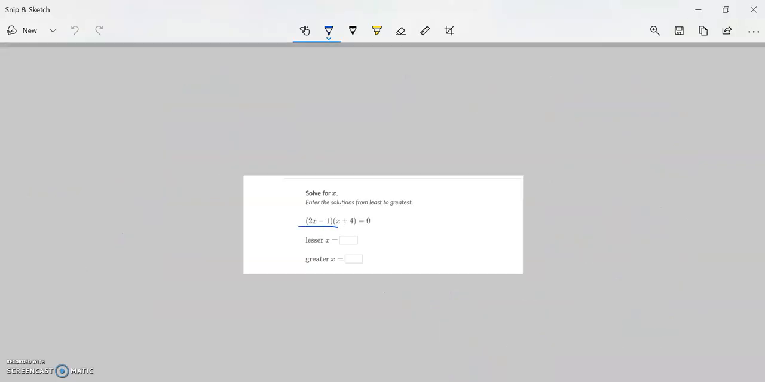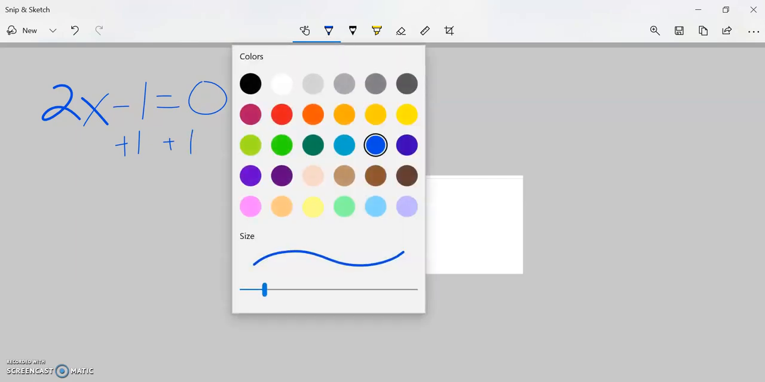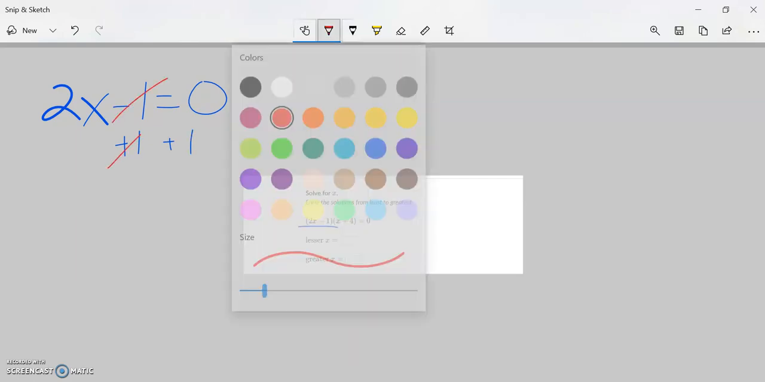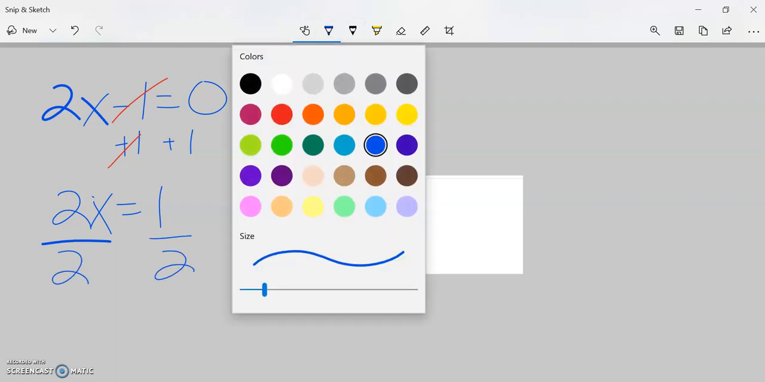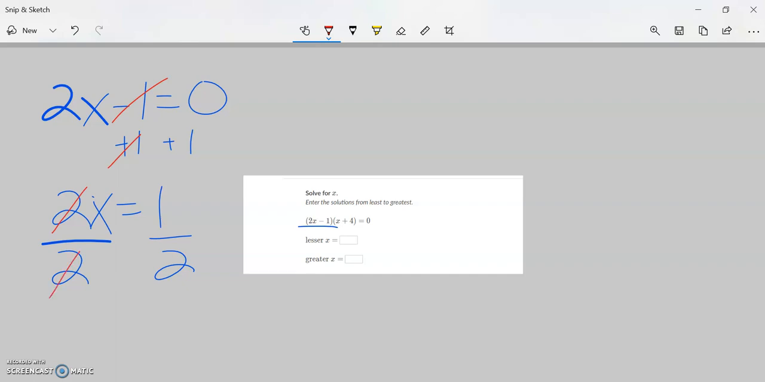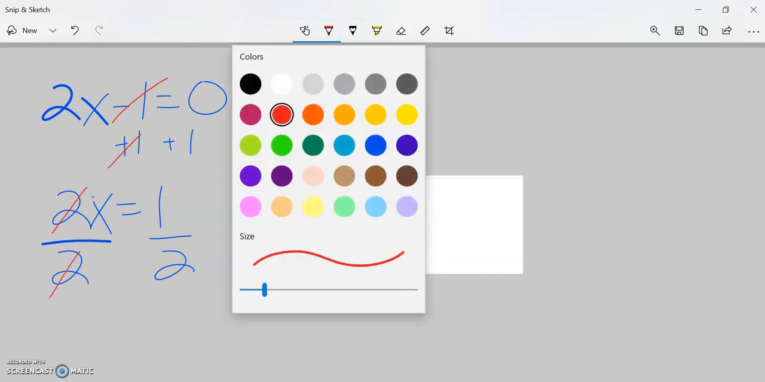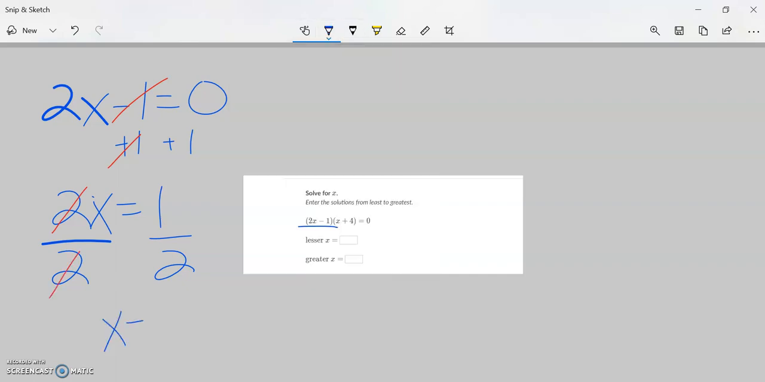All right, so I'll do this one first: 2x minus 1. First step is we're going to add 1 to both sides. So this cancels off with that. What's left over is 2x equals 1. And we have to move this coefficient, which in this case is a 2. That means our 2's out front drop off, and we are left with x equals 1/2.